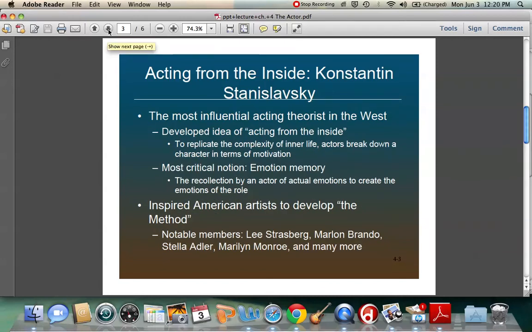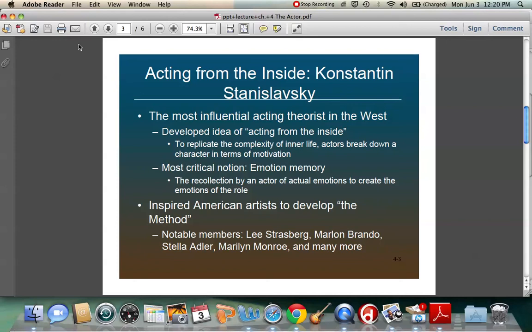So one of the major people we talk about when we talk about acting from the inside is Konstantin Stanislavski. We can even call him the most influential acting theorist in the West. He developed the idea of acting from the inside to replicate the complexity of inner life. Actors break down a character in terms of motivation. He talked a lot about emotion memory, the recollection by an actor of an actual emotion to create the emotions of the role. So, for example, Daniel Day-Lewis might have to sit there and go, okay, when in my life have I had a conversation like the one I'm having in the script, and how can I apply what I went through as a person to what Abraham Lincoln is going through right now?